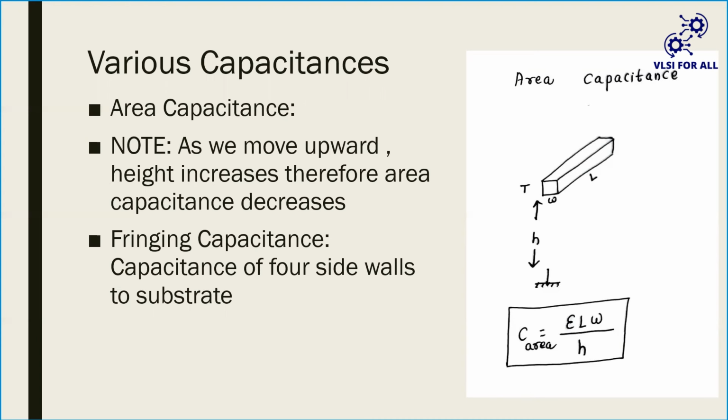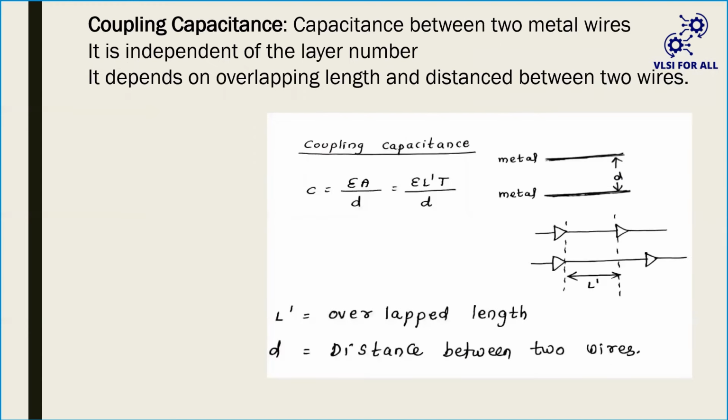So there are various capacitances: area capacitance and fringing capacitance. And the last one, team, next slide. Yeah, coupling capacitance. You see here, team, that is epsilon L dash T by D. What is L dash? That's the overlap length. If two metal layers have an overlapping length L dash, and there is more overlapping length, then your coupling capacitance will increase.